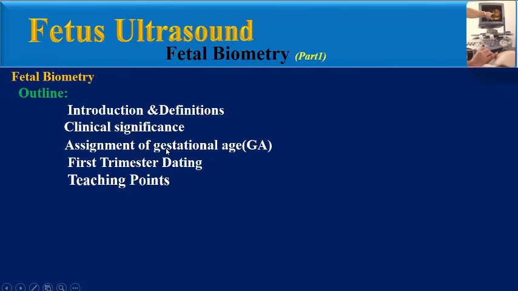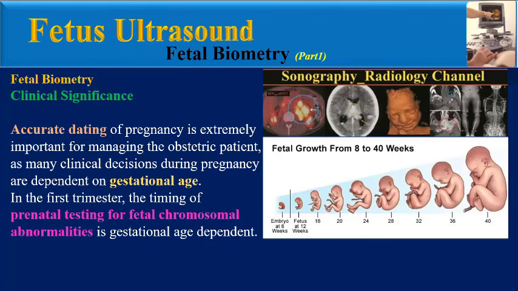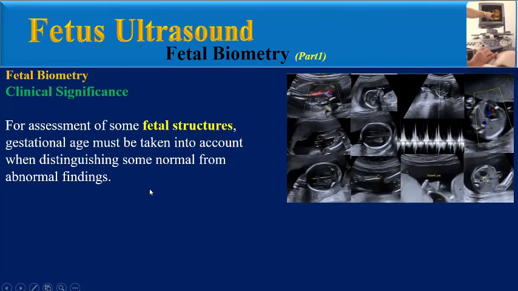Now, what is the clinical significance of fetal biometry? Accurate dating of pregnancy is extremely important for managing the obstetric patient, as many clinical decisions during pregnancy are dependent on gestational age. In the first trimester, the timing of prenatal testing for fetal chromosomal abnormalities is gestational age dependent. For assessment of some fetal structures, gestational age must be taken into account when distinguishing some normal from abnormal findings.